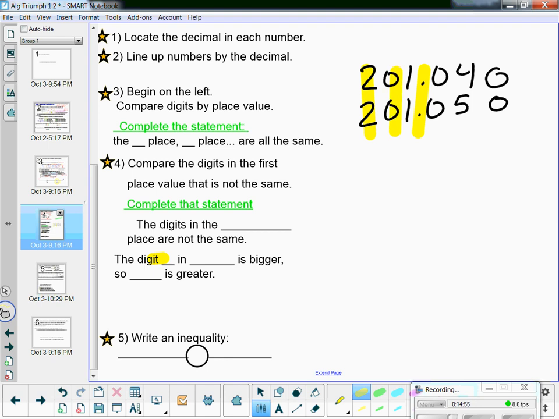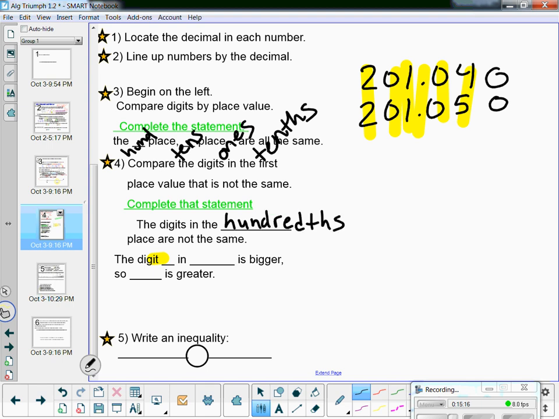Hundreds is the same. Tens is the same. Ones is the same. Tenths, same. Oh, I have a difference in the hundredths. So the hundreds, tens, ones, and tenths are all the same, but the digits in the hundredths are different. So the digit 5 in the hundredths is bigger, so our number 201.050 is greater. 201.050 is greater than 201.040.